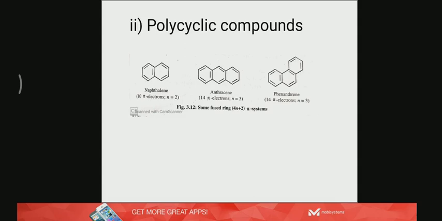Sorry, benzene is 4 into 1 plus 2, that is 6. Naphthalene is 4 into 2 plus 2, that is 10 pi electrons. Anthracene is 4 into 3 plus 2, that is 14 pi electrons. Phenanthrene also is the same, 4 into 3 plus 2, that is 14 pi electrons.